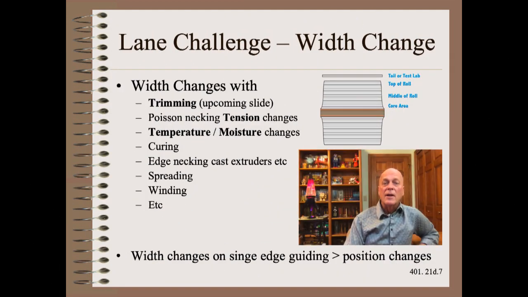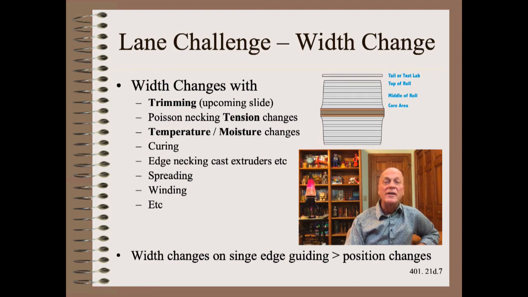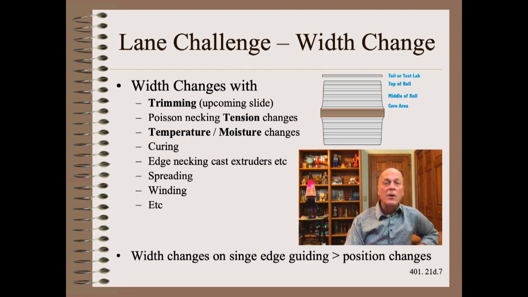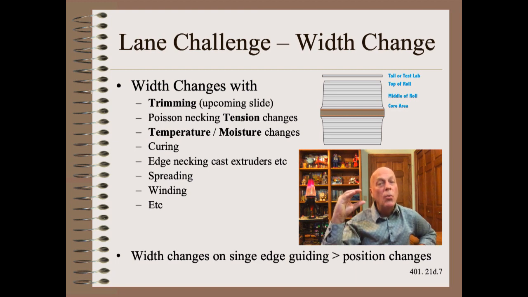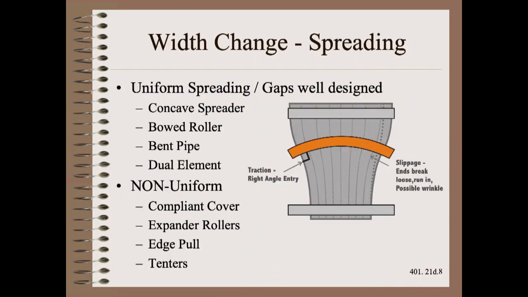The web's width will obviously change when you trim. It will also change with many common processes such as tension, temperature, or moisture changes. Also curing and surface energy, spreading, and even winding as we see in this figure. Most of these are small and are calculatable or measurable if you take the time, but they do make for width bookkeeping challenges. Also note, when guiding on only one edge, width changes turn into position changes.